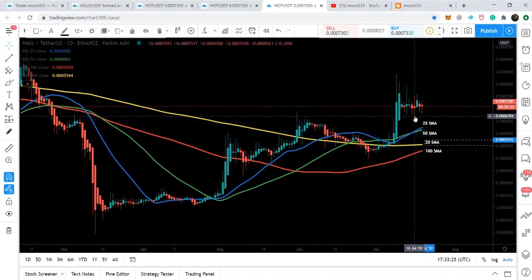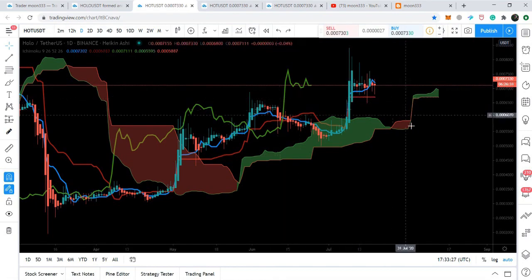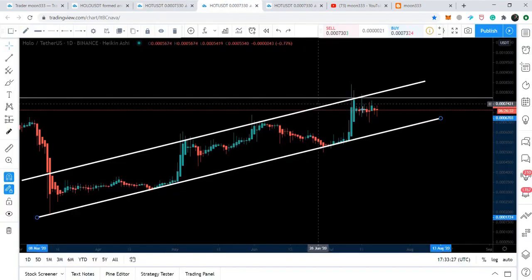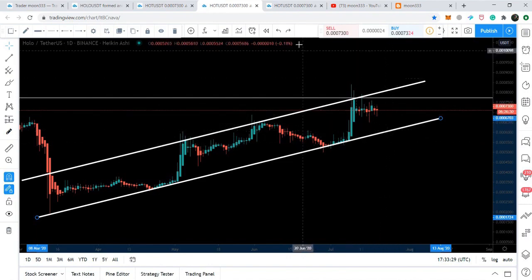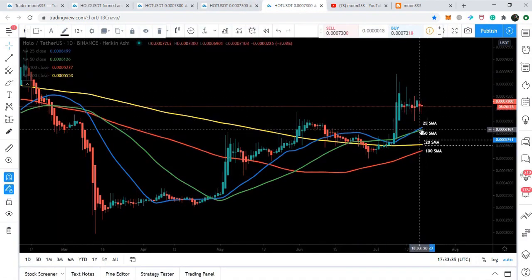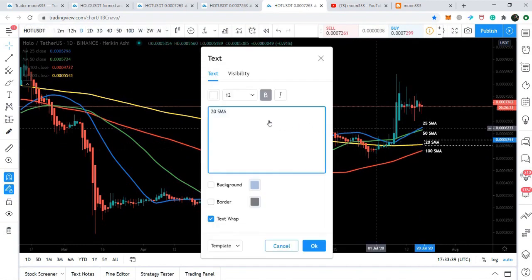So if the price line will move down to break down this cloud, this bearish cloud, then first the price action will need to break down the support of the up channel, and also will need to break down this 25, 50, 200, and then 100 simple moving averages. This is the 200 by mistake. I just mentioned the 20, but this is the 200 simple moving average.